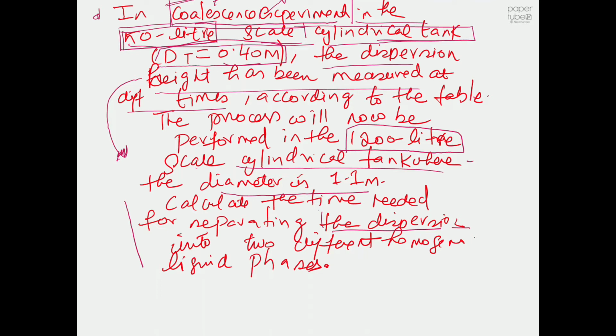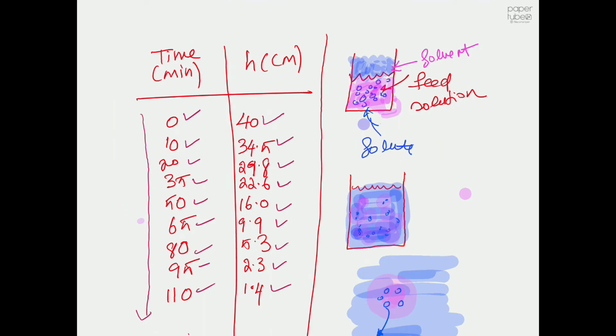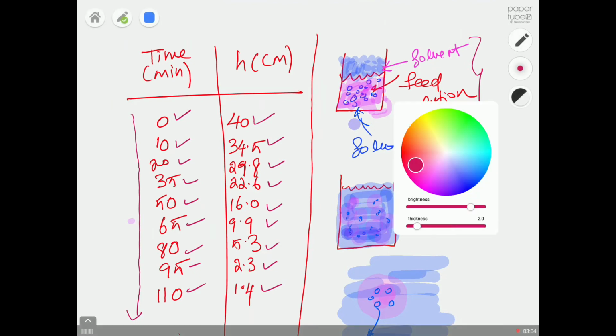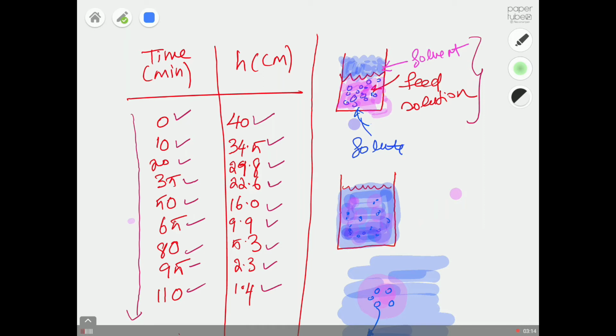I will explain what is meant by dispersion and different homogeneous phases. Quickly, this is our experimental data, and I will show you how we perform the liquid extraction experiment. Just follow the green highlighter. That's how we perform the experiment. We take our feed solution, which is at the bottom, that contains a lot of our solute. We add our solvent and then we agitate.